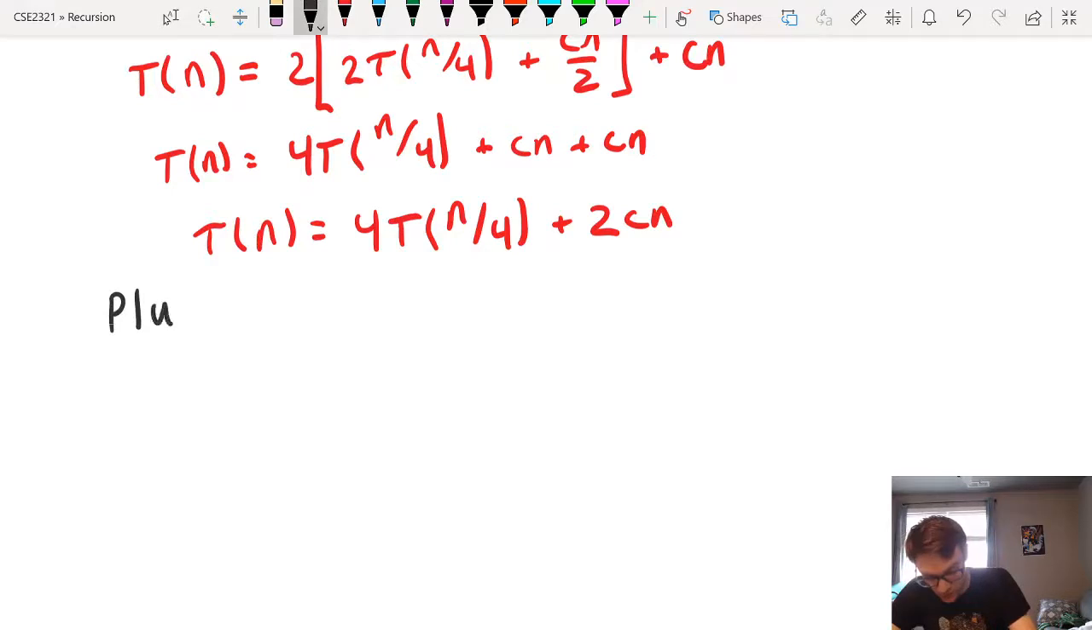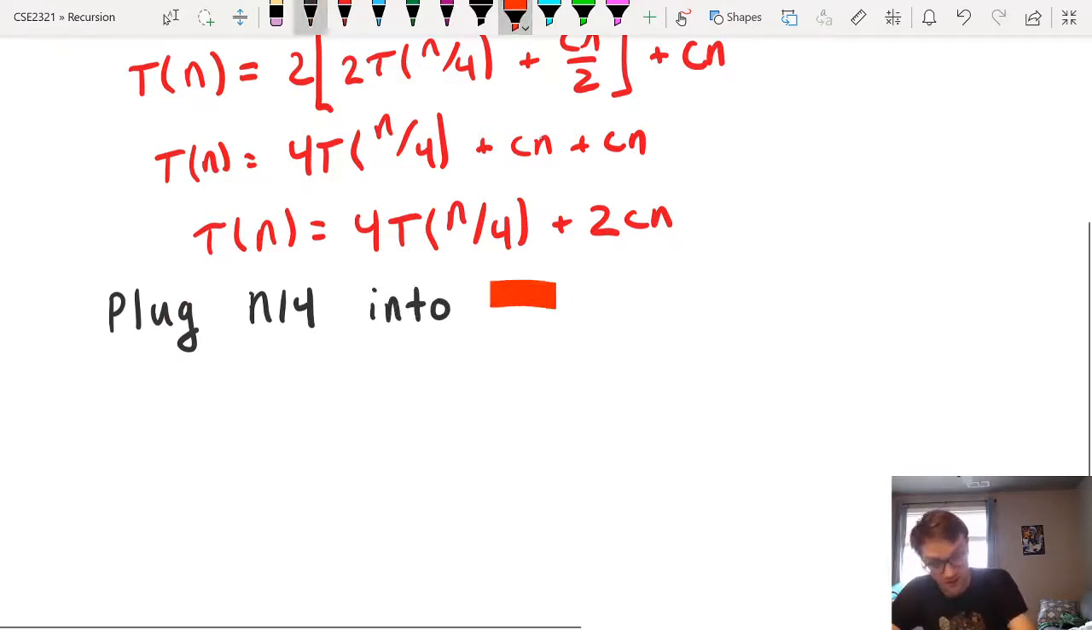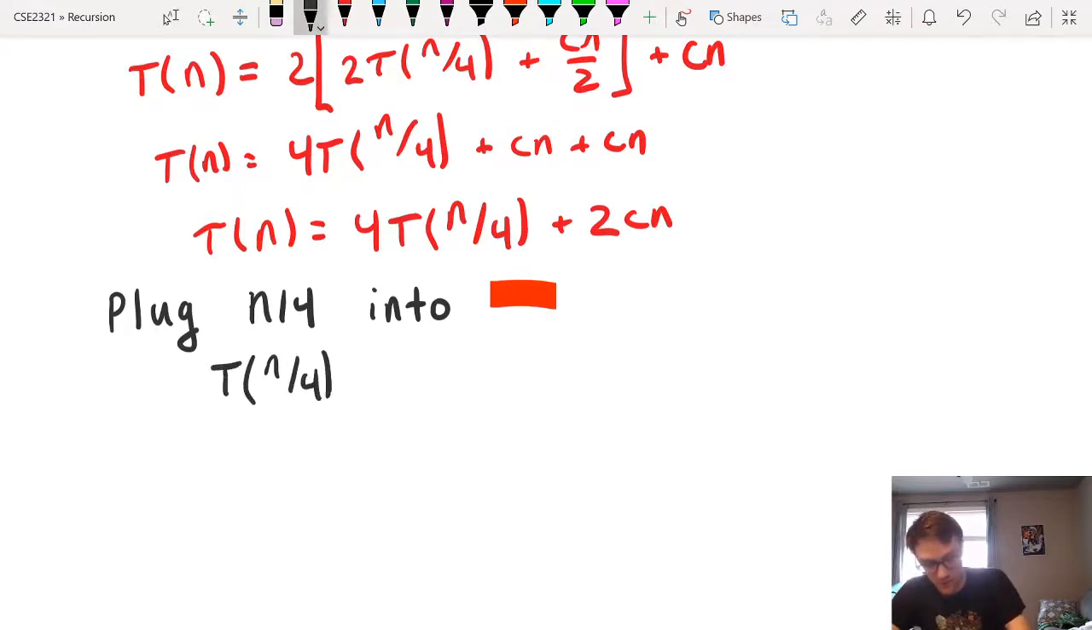Now, we take whatever appears on the right-hand side in our new equation here, which is n over 4, and plug it back into the original. So plug n over 4 into the red barred equation. The left-hand side would be t of n over 4 is equal to 2 t of n over 4 over 2, which is n over 8, plus cn over 4.